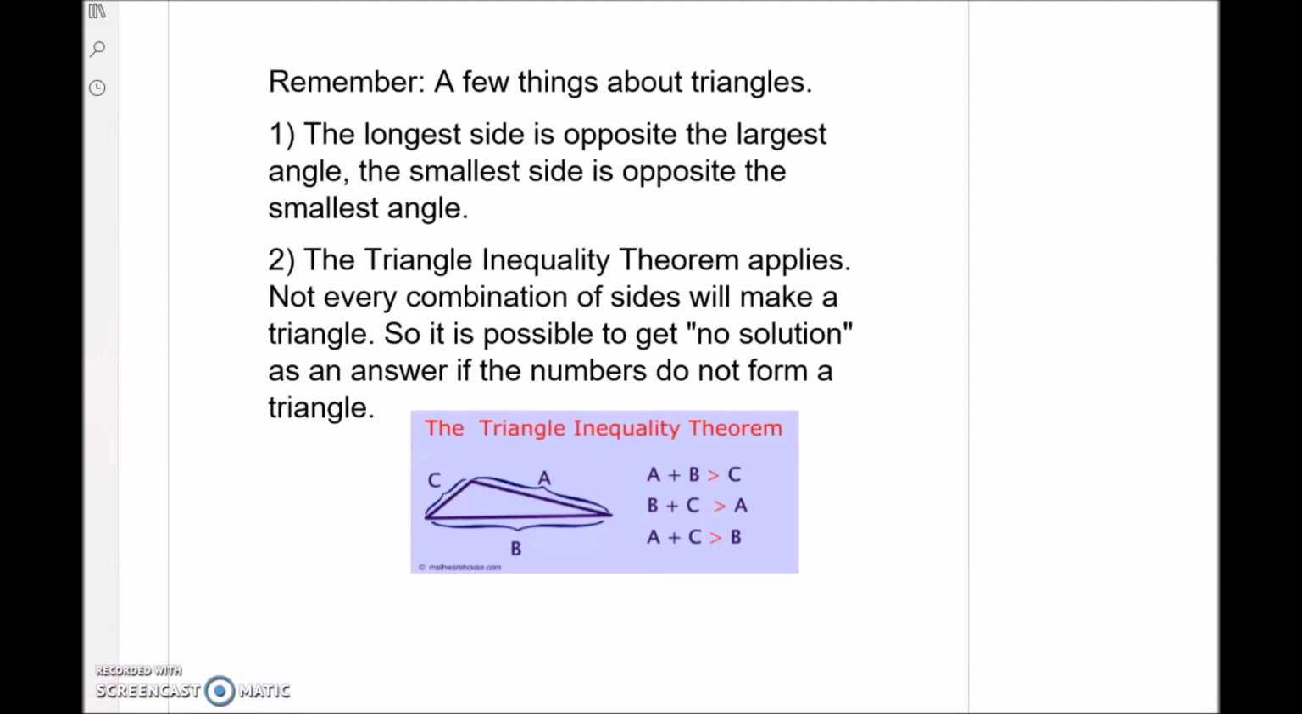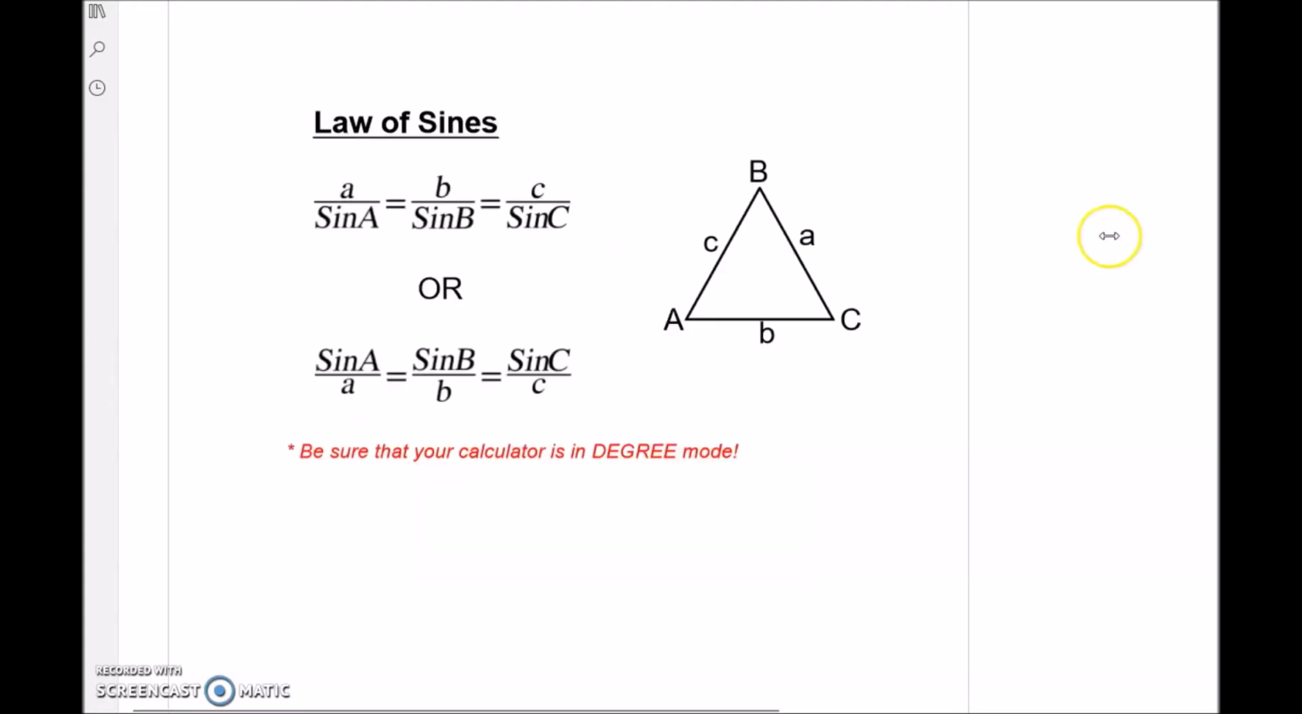You'll probably recall learning about the triangle inequality theorem, which said that two sides have to add up to be greater than the third side. So not every possible combination of numbers is going to form a triangle. Keep that in mind when you're solving these problems, because it is possible to get no solution. It might not work when you're given certain combinations of angles and sides, so you will get answers that are no solution.